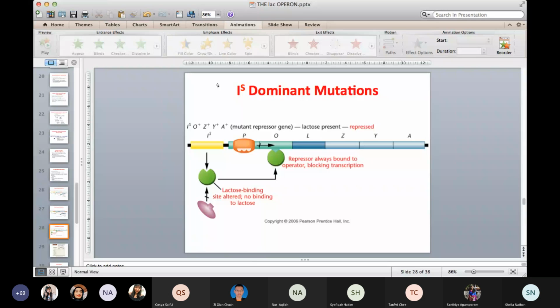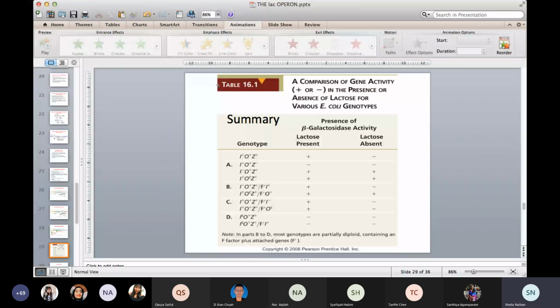All right, so here's a summary of what we have seen. Whether it is I plus, O plus, or Z plus, of course, if lactose is present, it will be transcribed. If lactose is absent, you have no transcription. Take another example, I plus, O^C, Z plus. Remember O^C means constitutive transcription. So whether lactose is present or absent, you will continue to get transcription of the beta-galactosidase gene.